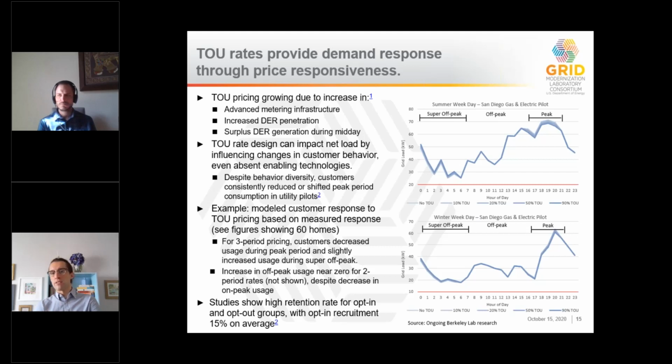So for example, the figures on the right show modeled net load based on customer response that was measured for a San Diego Gas and Electric pilot. An important takeaway here is that we're showing a time of use case that has 3 price periods. And those pilots show that in those cases, customers increased consumption slightly during the off-peak and super off-peak, but reduced their consumption during the peak. However, in time of use cases with 2 price periods, customers still reduced their peak period consumption while showing near 0 additional consumption during the off-peak. So let's go to the next slide.